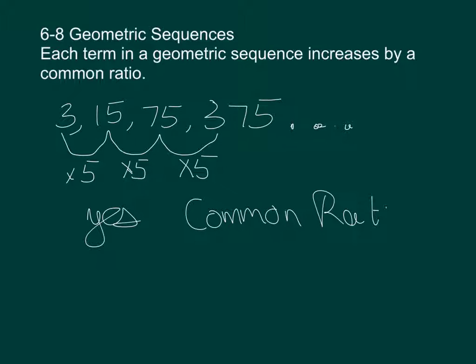So in this particular case, the common ratio is an integer, but common ratios don't always have to be integers. Sometimes common ratios can be fractions. And if a number is decreasing in absolute value, then we know that the common ratio must be a fraction. So let's take a look at an example that is like that.